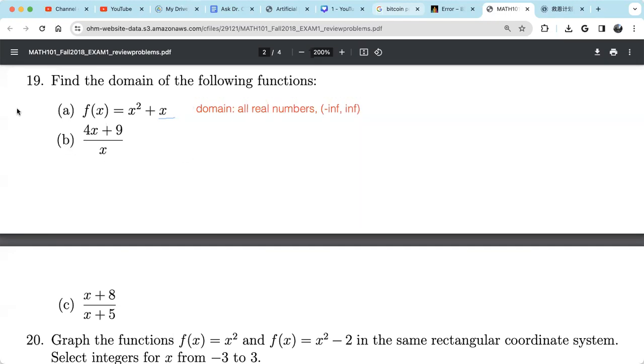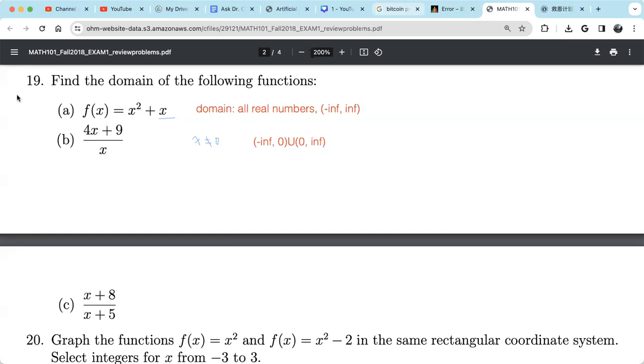For B, the domain is x not equal to 0. X cannot be 0 because the denominator cannot be 0. How do we write it in interval notation? We write negative infinity up to 0, union starting from 0 up to positive infinity.